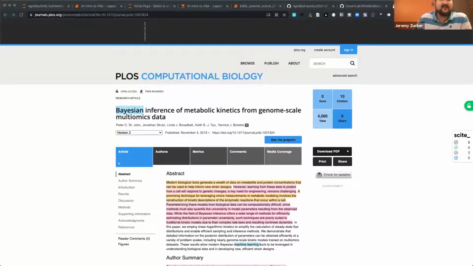Awesome. And what's Chris going to be talking about? Chris is going to be talking more in depth about the omics data integration, metabolomics integration into models. Oh, that's really exciting.